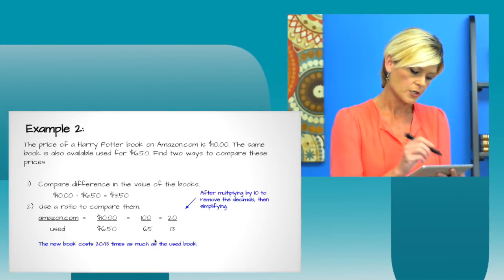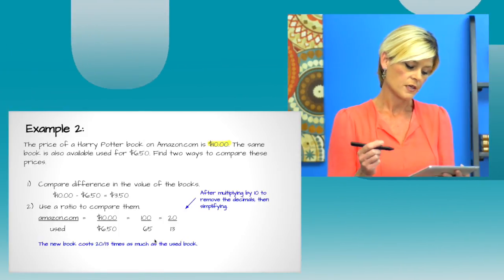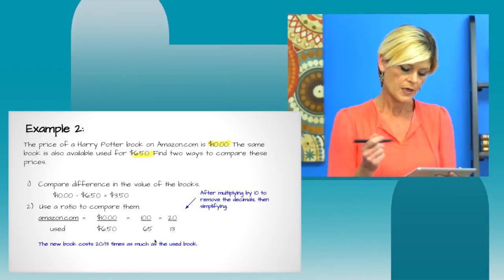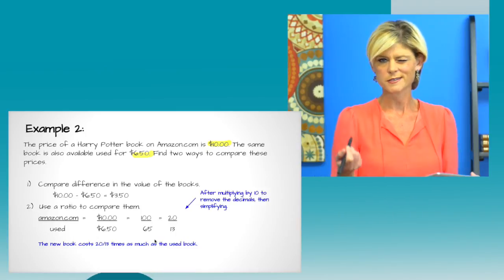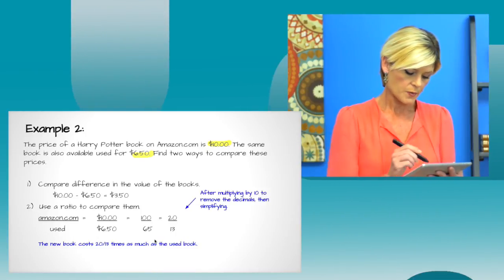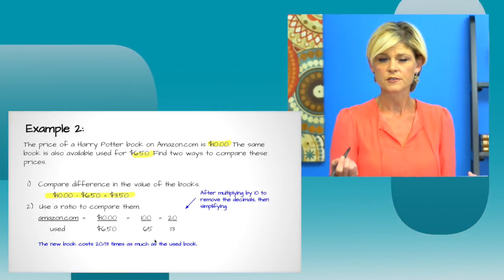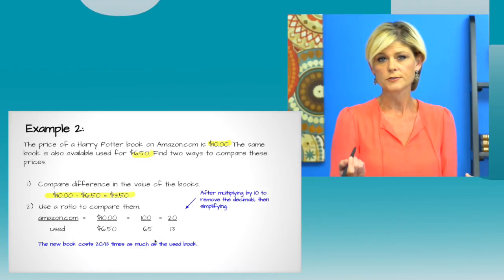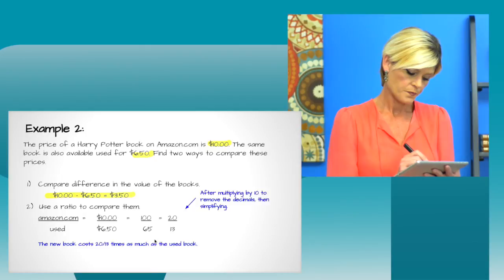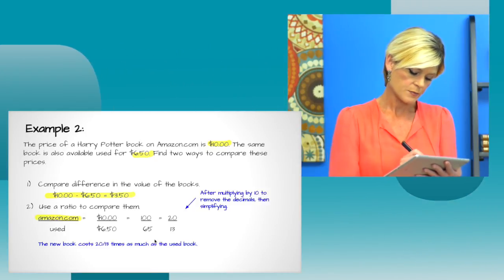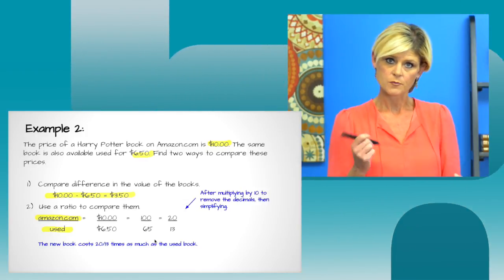The price of a Harry Potter book on Amazon.com is $10. The same book is also available used for $6.50. Find 2 ways to compare these prices. Well, the first way that we can compare these 2 prices is simply by comparing their price. So what we can do is take $10 minus $6.50 and compare the difference in the value of the books. So there's a difference of $3.50. But another way that we could compare them is by using a ratio. So let's take it as Amazon.com on the top, where our numerator would go, and then used on the bottom, where the denominator would go.